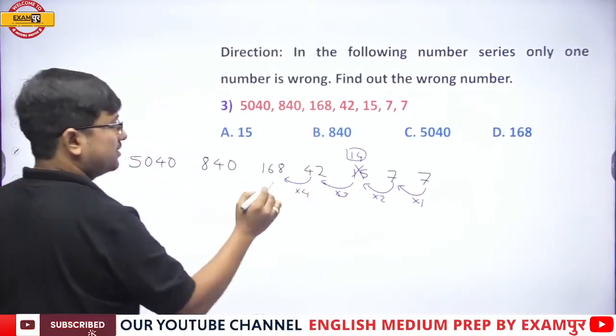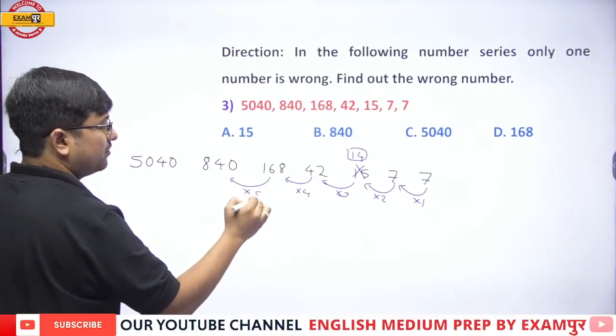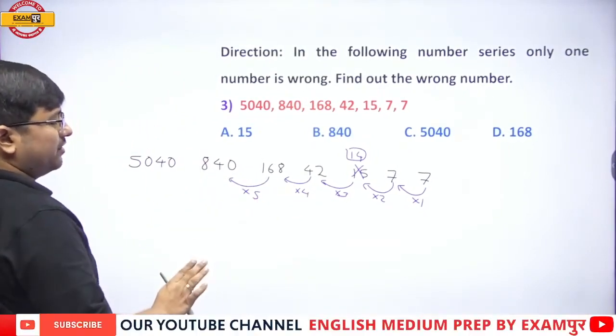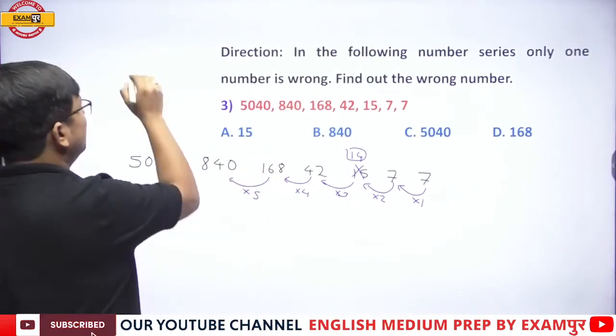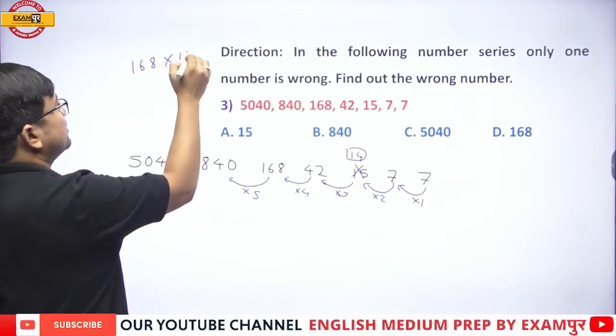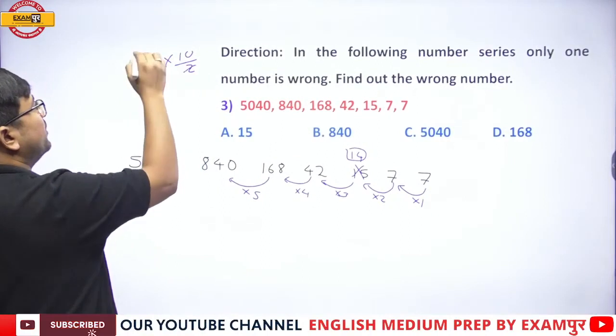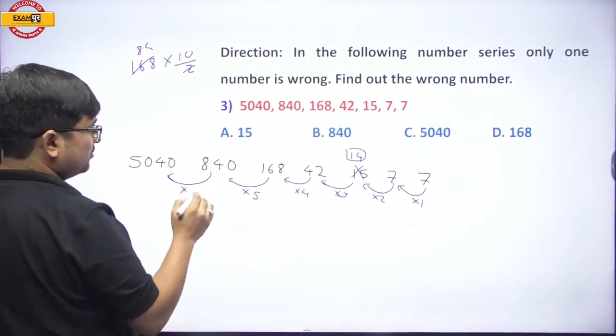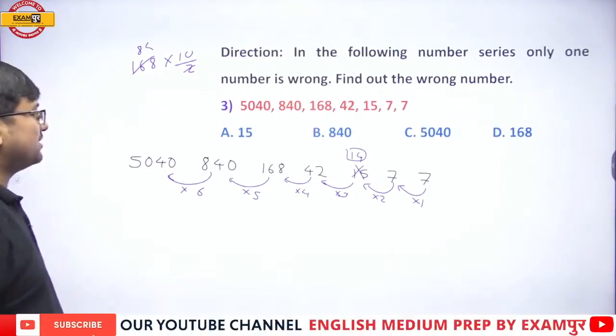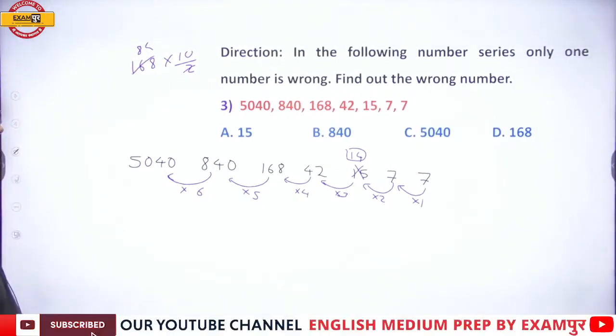42 into 4, this. This into 5, you will be getting the same thing. See, into 5 means into 10 by 2. 168 into 5, 5 is nothing but 10 by 2. So this will be giving you 84 and then 0, 840. And after this, into 6. So you will be getting this absolutely.